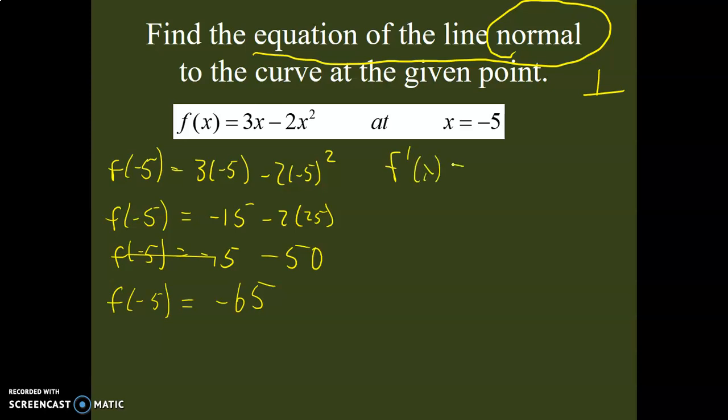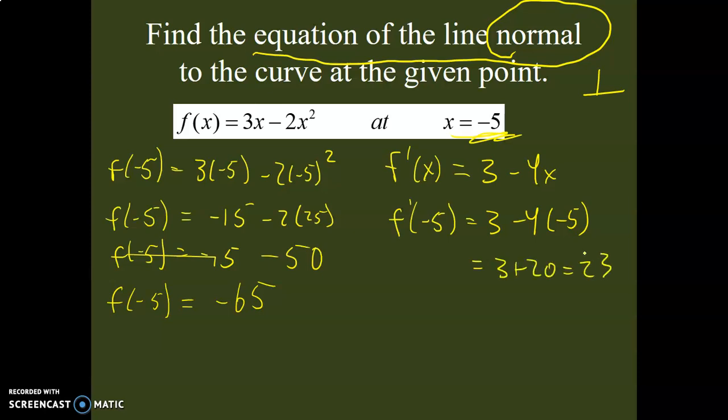So f prime of x, 3x turns into just 3. -2x squared turns into -4x. Again, -4 is not the slope of the original equation. That's the slope of the derivative. So I want to know the slope of the original equation when x equals -5. So f prime of -5, 3 minus 4 times -5, 3 plus 20 would be 23. So the slope of the original equation would be 23 at x equals -5.